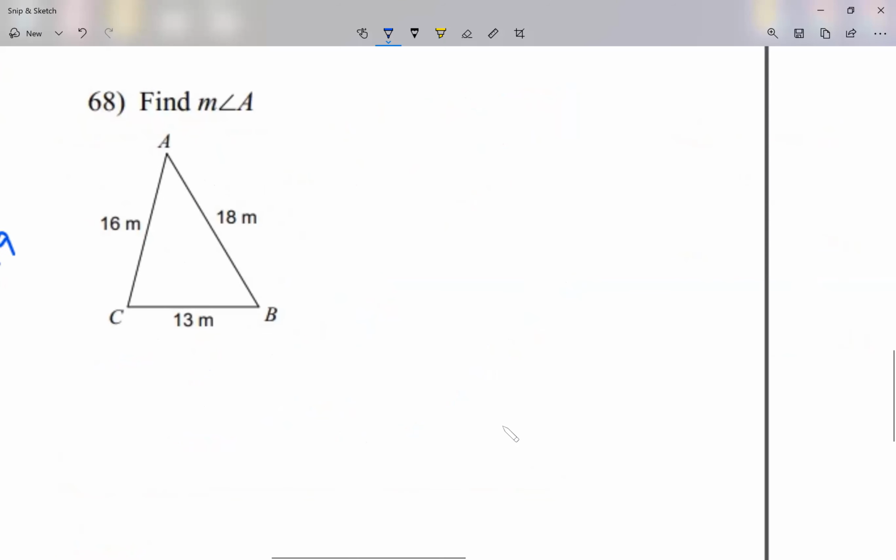Now here, I don't have an angle. So I'm gonna have to use the law of cosines. I'm asking you to solve for angle A. So the formula I'm gonna use is A squared is equal to B squared plus C squared minus 2 times B times C times cosine of angle A. I know this is side A, this is side B, and this is side C. Angle A is opposite from side A, angle B is opposite from side B, and angle C is opposite from side C. Because I'm asking you to solve for angle A, use the one with cosine of A.